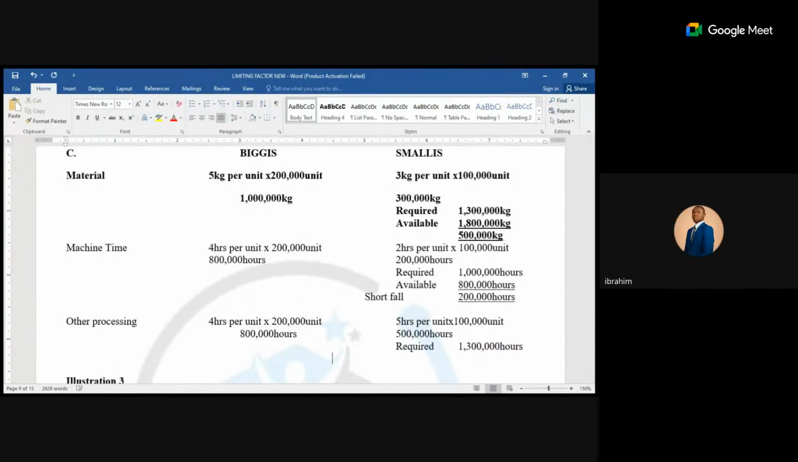So they have enough available hours here. What is available hours? 1.4. There is no shortfall. They have enough. So what is the difference? 100,000 hours. Makes sense, right?